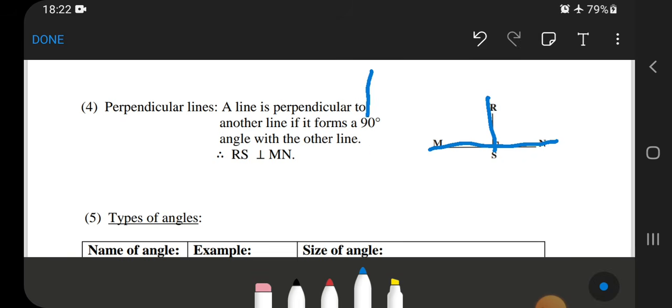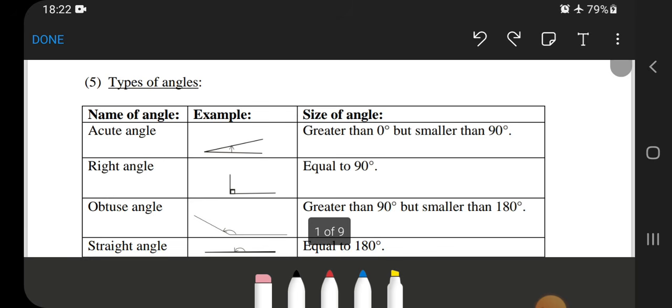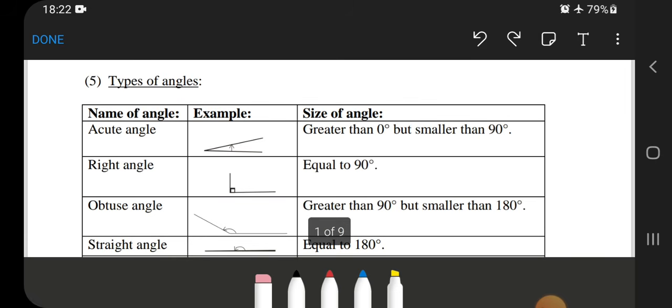Always, the line that is going straight is perpendicular to the one that is laying flat. So those are the things that you need to familiarize yourself with. Now again, let's look at types of angle. An angle that is greater than 0 but smaller than 90 is an acute angle.